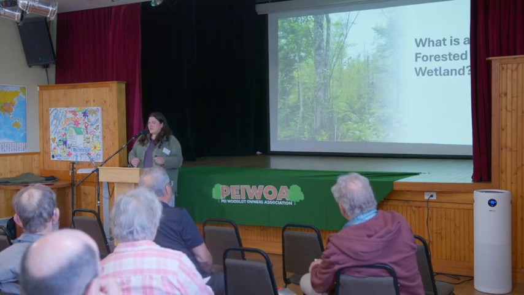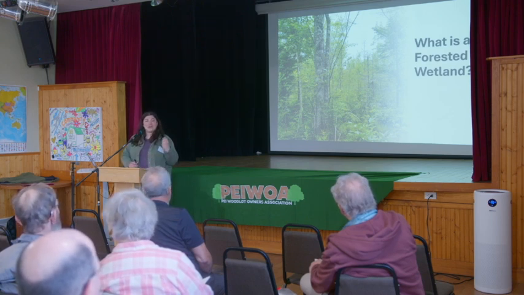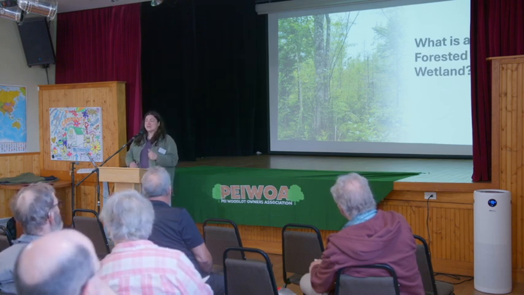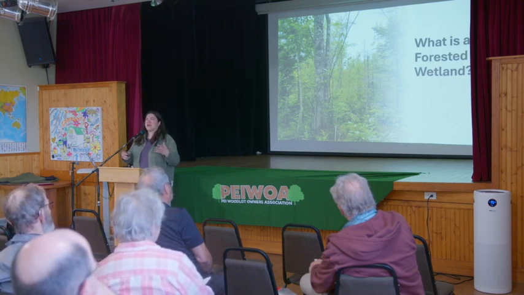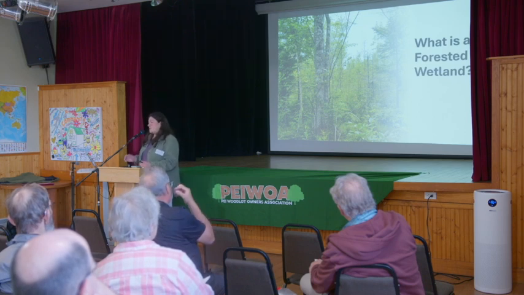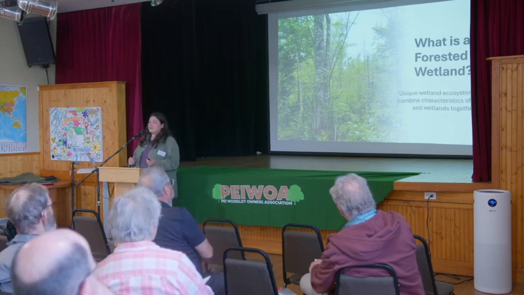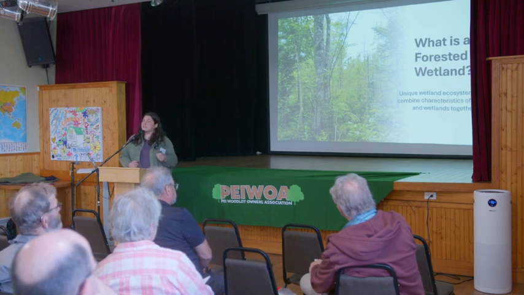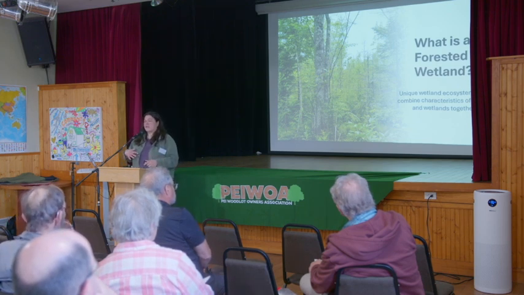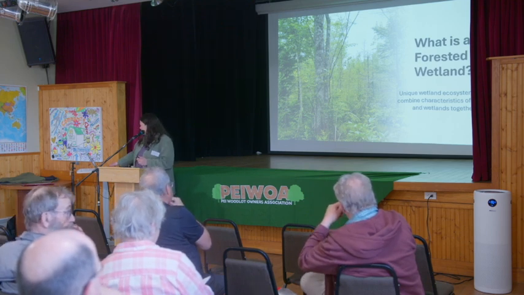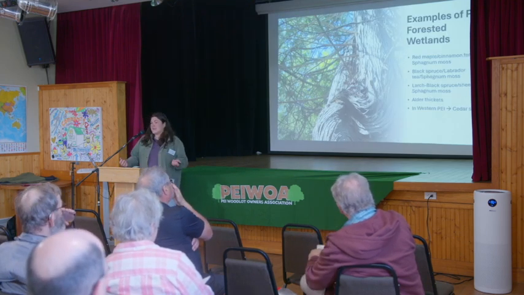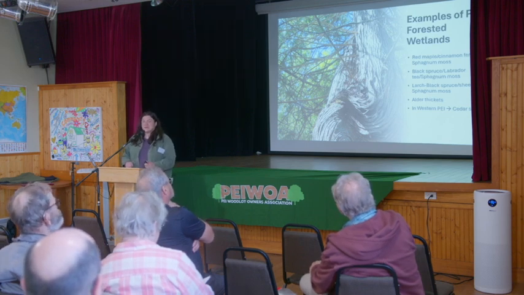So what is a forested wetland? Well, a forested wetland has all of those three features. It has hydric soils, the hydrophytic vegetation, and those hydrology features, but they have a forest canopy. So they're unique wetland ecosystems that combine both a wetland and a forest component. So they either have a shrub or forest cover.